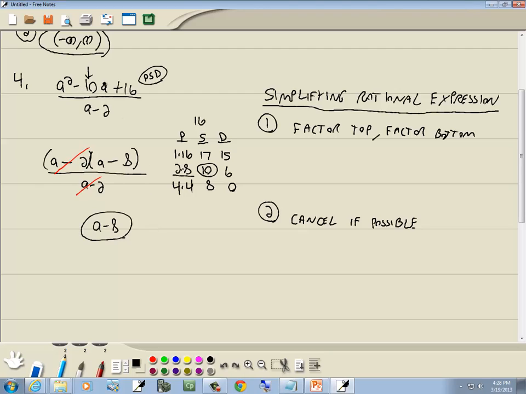Now, you can't cancel up here because everything has to be multiplication for you to cancel. See how this is a squared minus 10a? That's why I can't cancel any of these a's right here, because everything's addition and subtraction. But after I factored it, I got this times this. That's why I can cancel those a minus 2's.